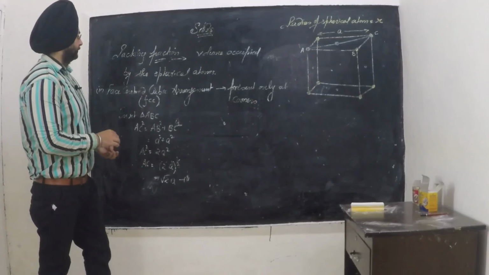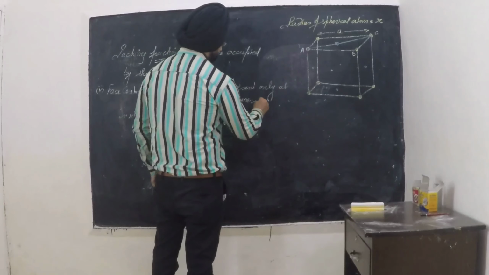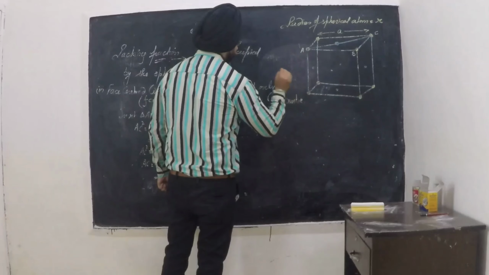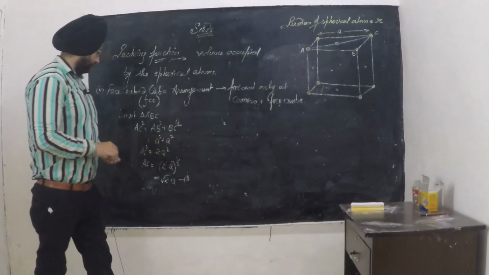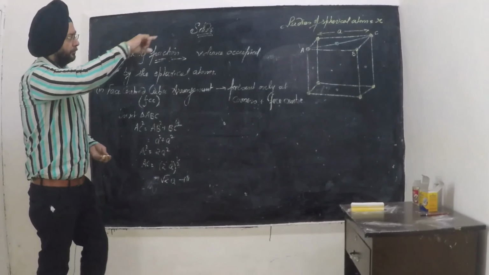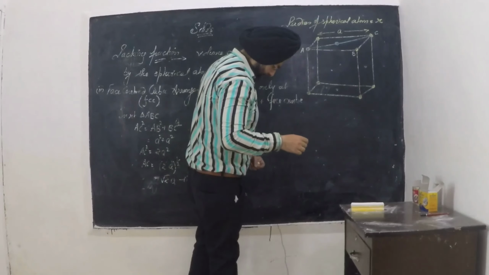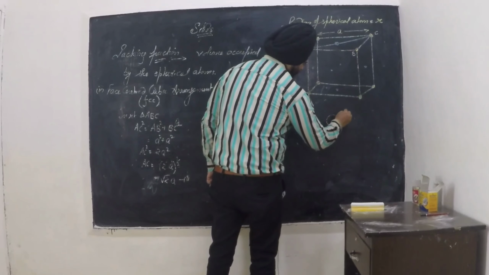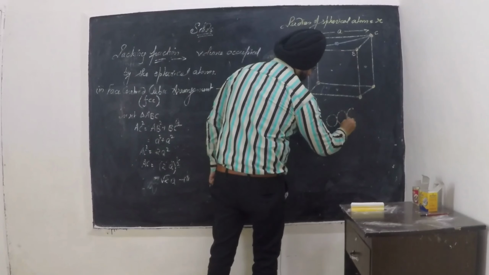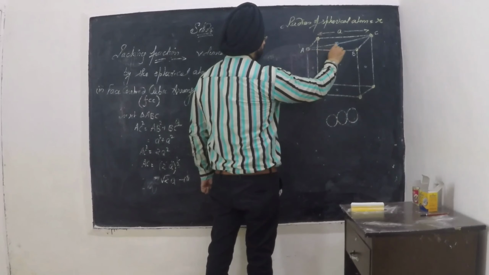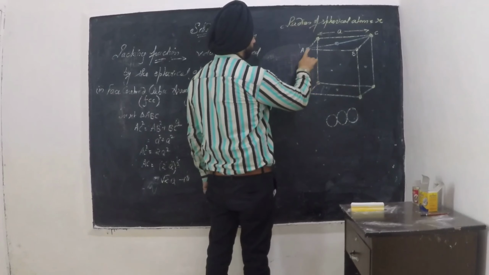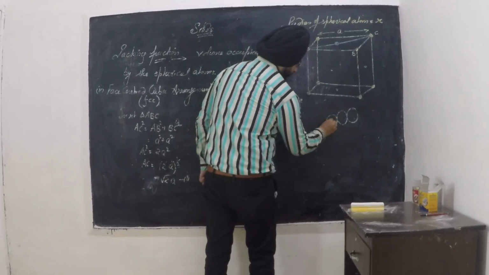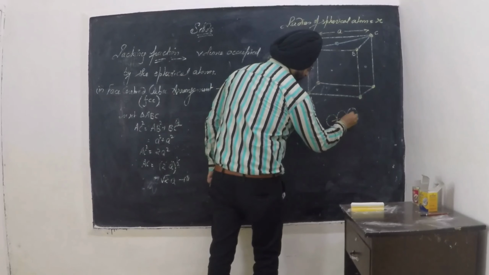Now, if I combine these three spheres in contact with each other, so there are three spheres. Check it now. One sphere, second sphere, and third sphere. So from the center of the first sphere up to the center of the last sphere, this is your AC line.